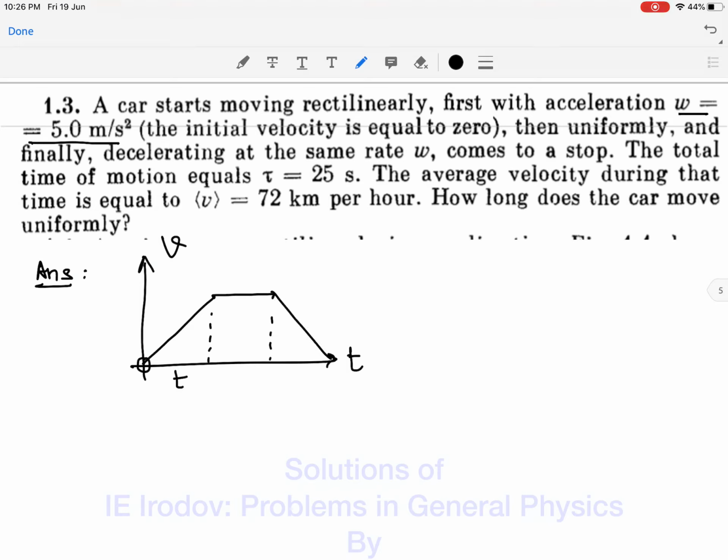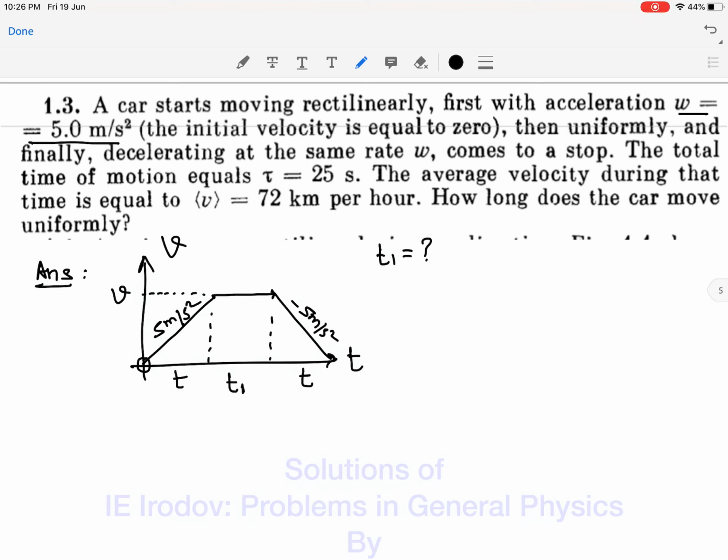As the rate of acceleration and deceleration is the same, the time it takes to increase its velocity from 0 to a certain value is the same as the time to decrease it from that value to 0, because accelerations are the same in both cases, that is 5 meter per second square and minus 5 meter per second square. So this t is the same. What we have to find is this time, say this is t1, the time duration for which the body is in uniform motion.